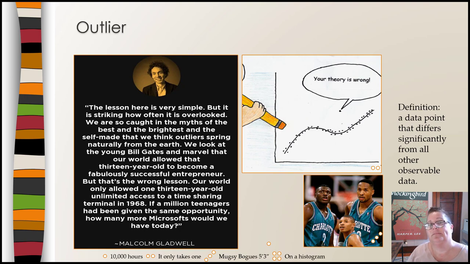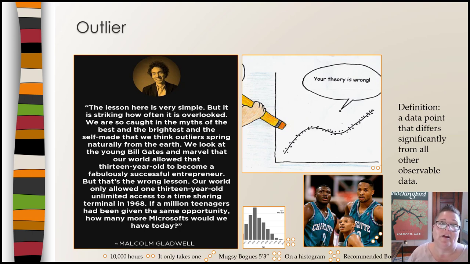Now, I don't know a lot about basketball, but if you look at this picture, you can see a picture of Muggsy Bogues. Muggsy Bogues is shorter. He barely comes up to the word Charlotte on the 2 other basketball players there. Muggsy Bogues is 5'3" and made it in the NBA for 14 years as a basketball player. He is an outlier.